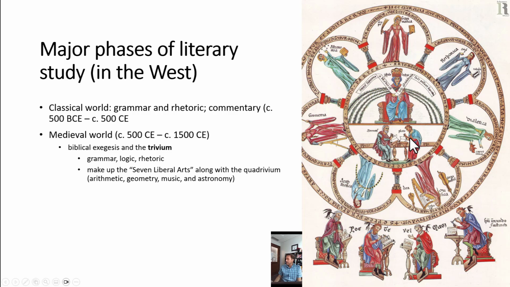There's Socrates and Plato, and there's grammar at the top, because you can't unlock anything else if you don't know the basic literal meanings of things. And so grammar is at the top with her quill and her book. Rhetoric is over here with a stylus and a tablet. There's astronomy, looking at some stars, and so on and so forth. The 7 liberal arts were considered the gateway to wisdom.